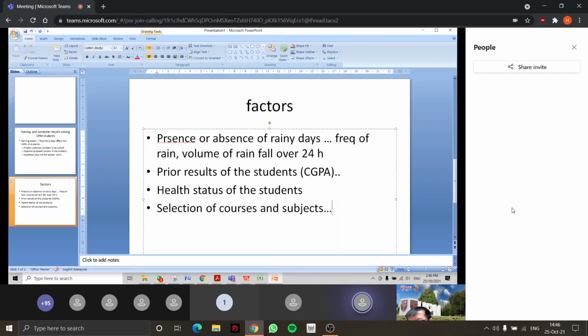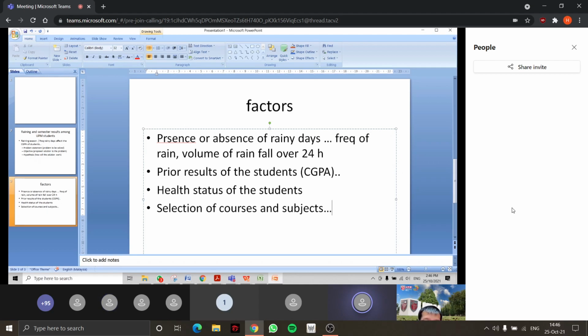And then selection of courses and subjects. Some subjects can only be taught, can only be done when the weather is good. So rainy season obviously disrupts them. Or maybe certain subjects like hydrology can only be done effectively when there is water caused by the rain, or maybe study of flood studies. So when there's no flood, no rain, there's nothing that they can do. So you see, these are the factors that you have to consider.